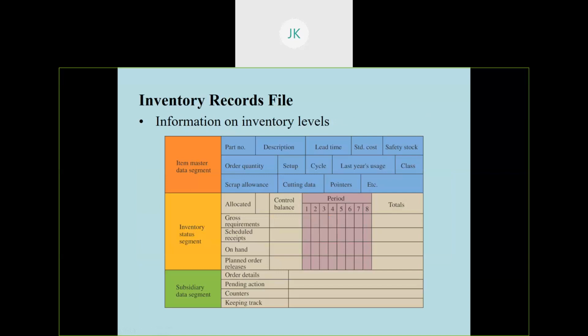And third, the last required file for running the MRP system is the inventory record file. The inventory record file shows inventory status, current status, how much inventory is on hand, and so on. This is important because when we need 1,000 parts and we have 100 on hand, we order only 900. So the inventory record file is required.